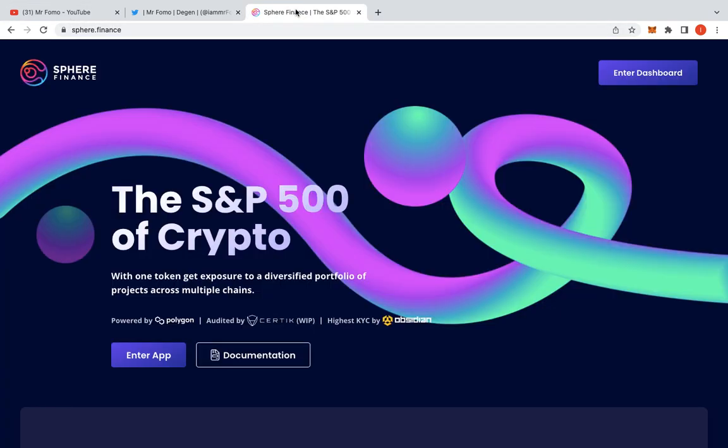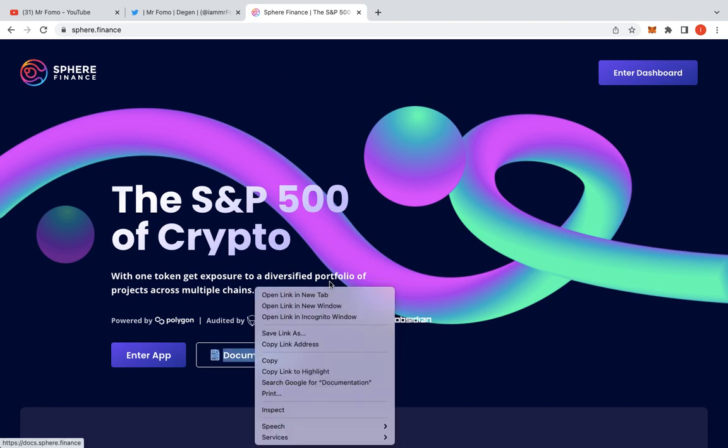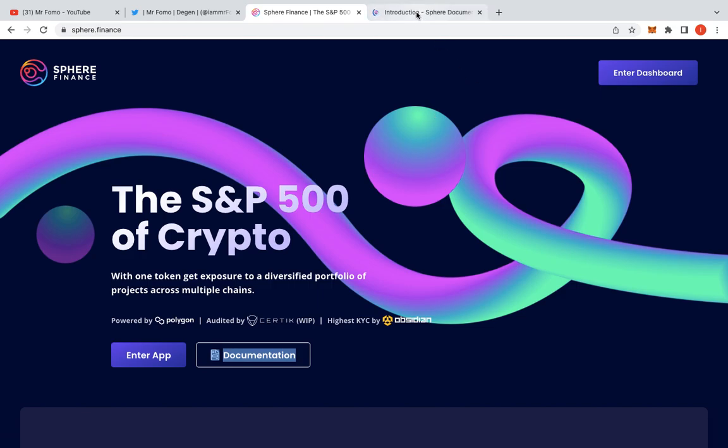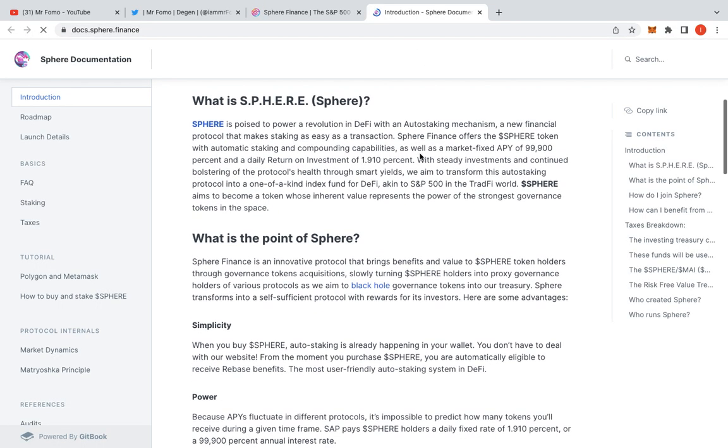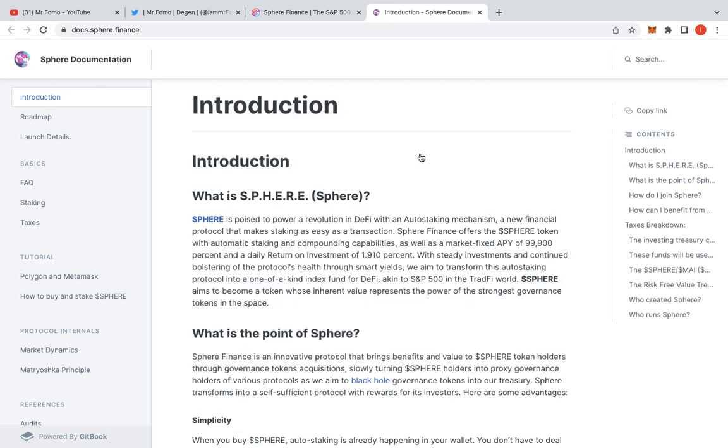So let's jump into this. Okay, so the S&P 500 of crypto, Sphere Finance. Sphere is on the Polygon Matic network. It is audited by CertiK, and it's got the highest KYC available by Obsidian. They have their documentation as well. I'm just doing this for the benefit of the new people, guys. I think it's always good to understand what Sphere is. It's poised to power a revolution in DeFi.